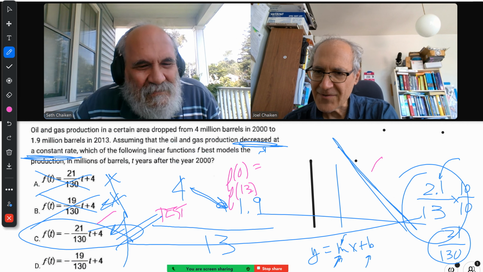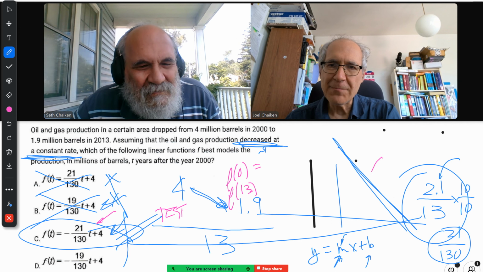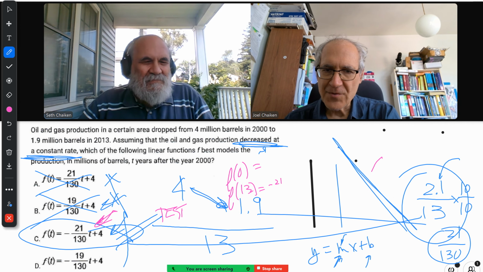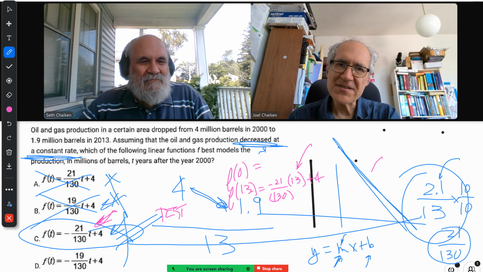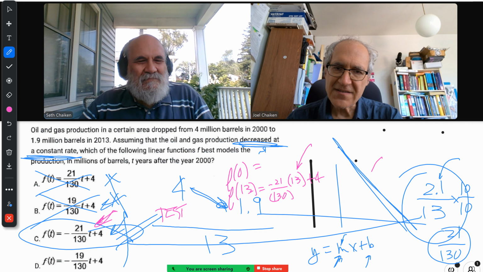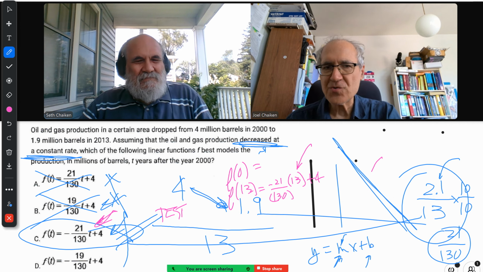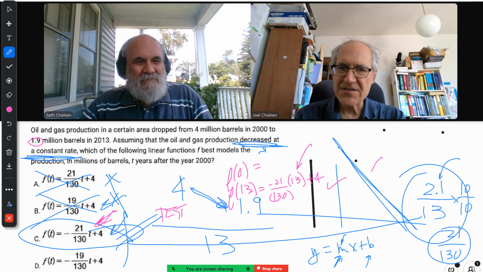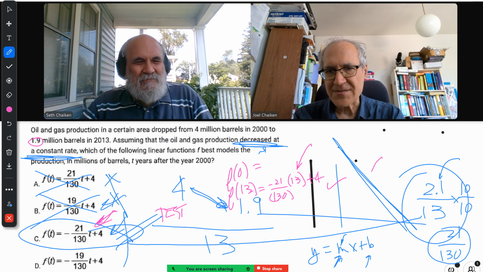F of 13, you would just type it in. Boy, they're lucky. They rewarded people who did it this way because this is the answer. So that would be negative 21 over 130 times 13 plus 4. Talk about patterns. They gave you a gift there. So this is 1/10, and then 1/10 times 21 is 2.1, and that gives you the immediate answer of 1.9. So testing the answer probably would have actually been the fastest way to do this problem.